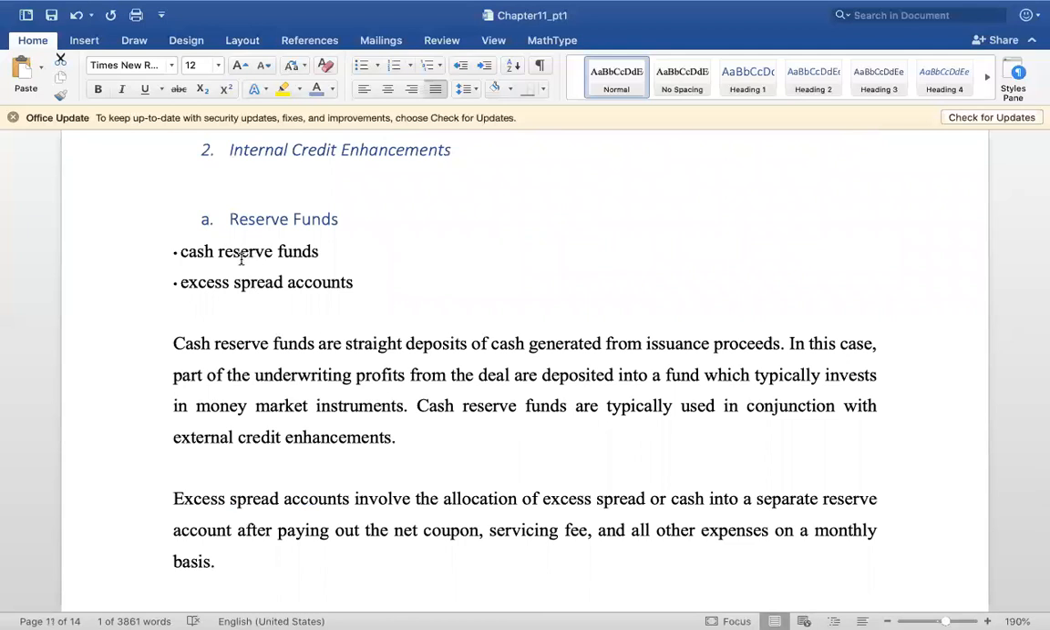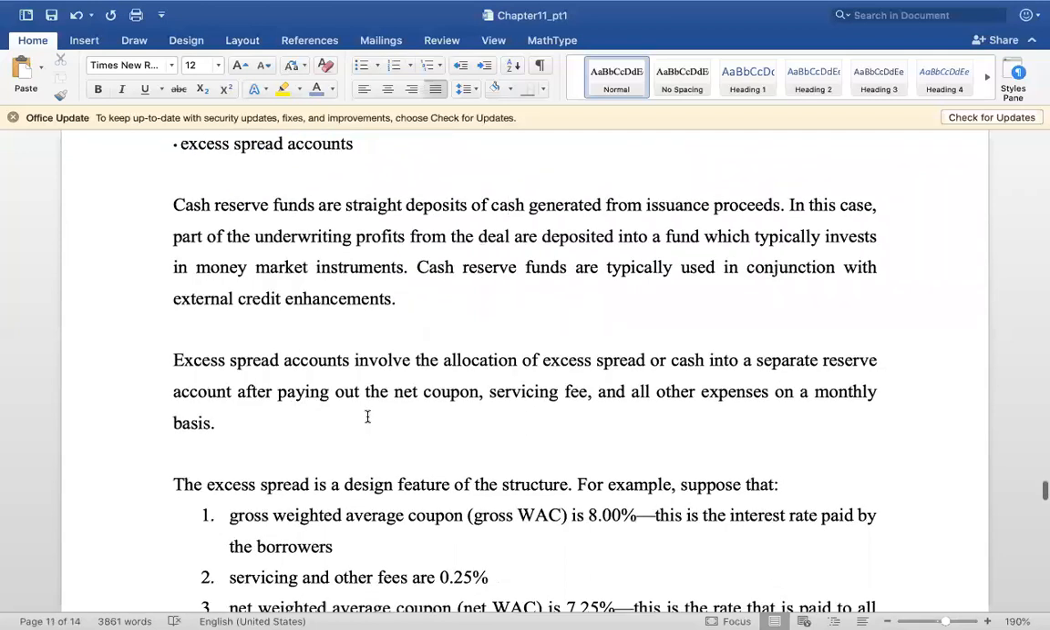Reserve funds can be in the form of cash reserve funds or excess spread accounts. Cash reserve funds are straight deposits of cash generated from issuance proceeds. In this case, part of the underwriting profits from the deal are deposited into a fund which typically invests in money market instruments. Cash reserve funds are typically used in conjunction with external credit enhancement.